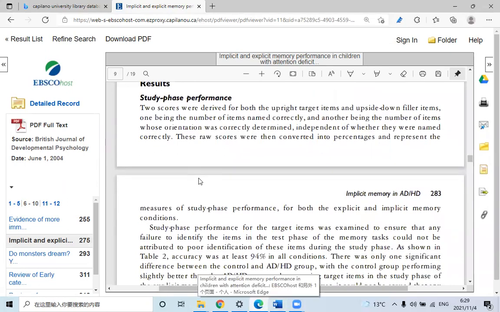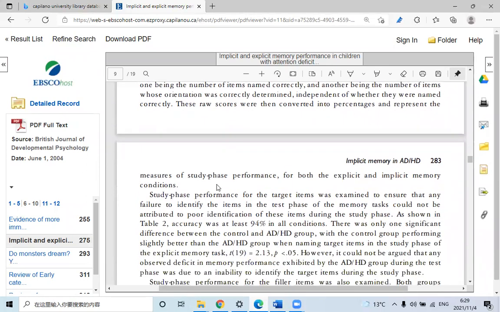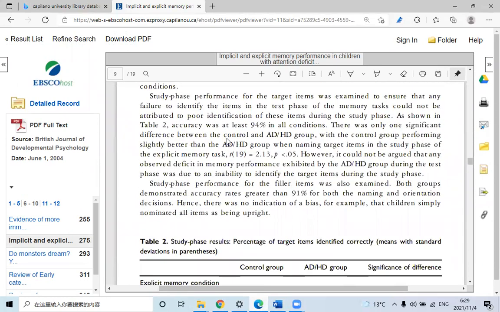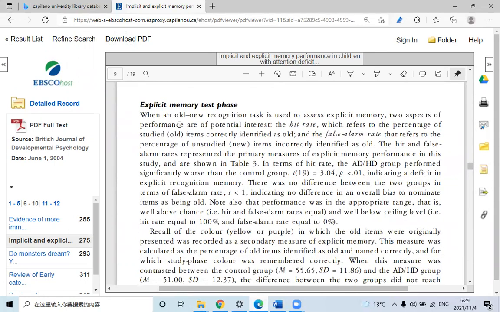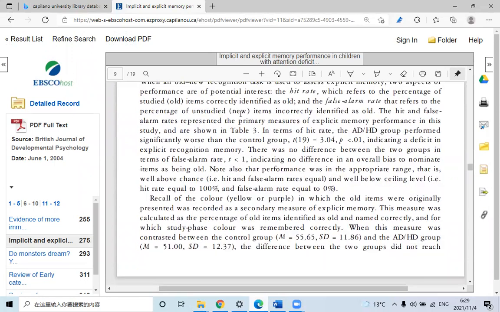Look at the results. Study phase performance. So this was when the kids were starting or learning about the objects. We can read through that, but that's not the focus. We're really interested in explicit memory versus implicit memory.